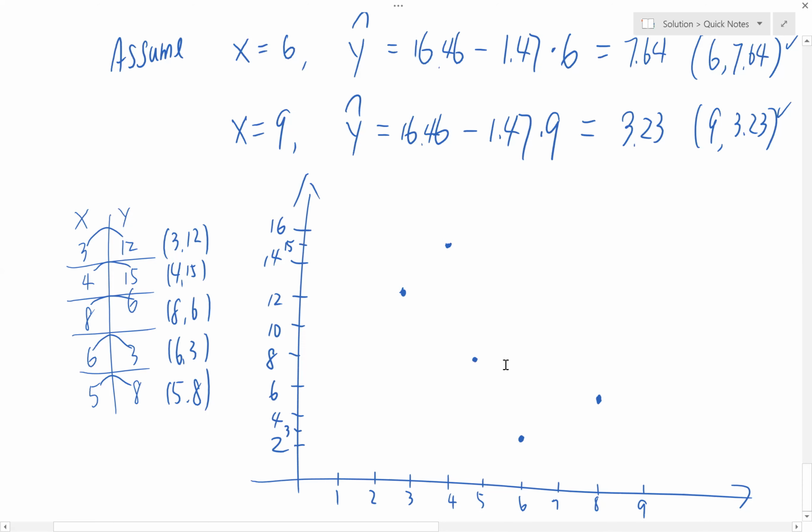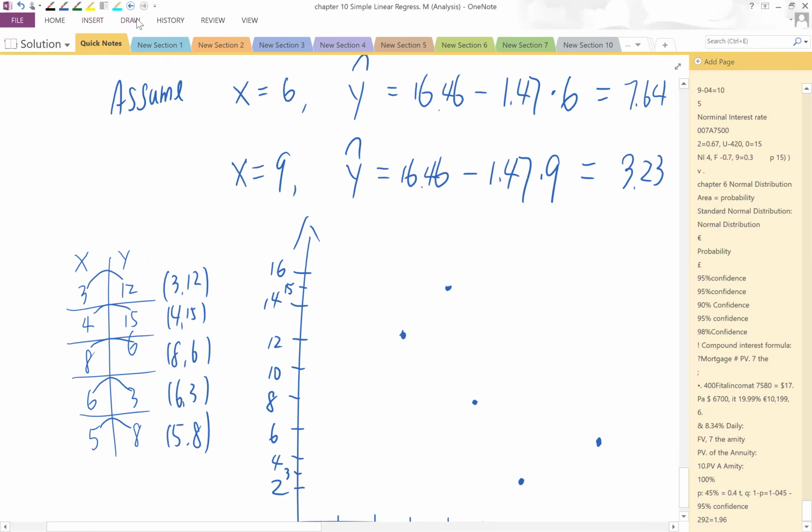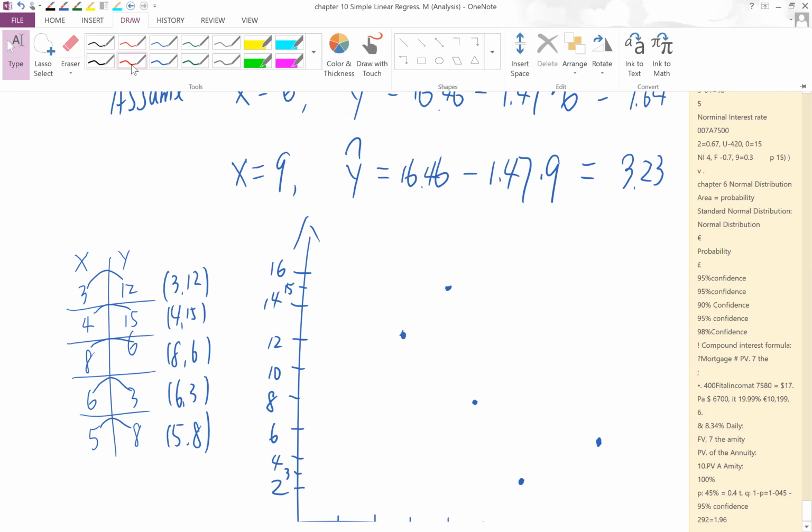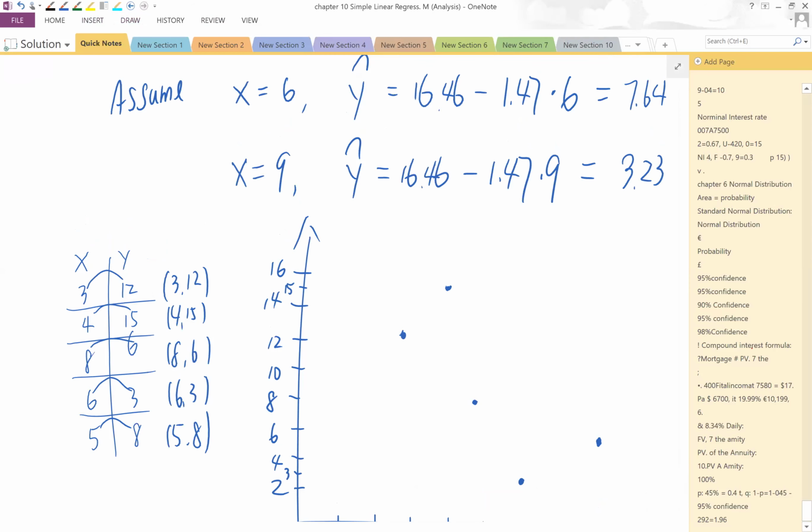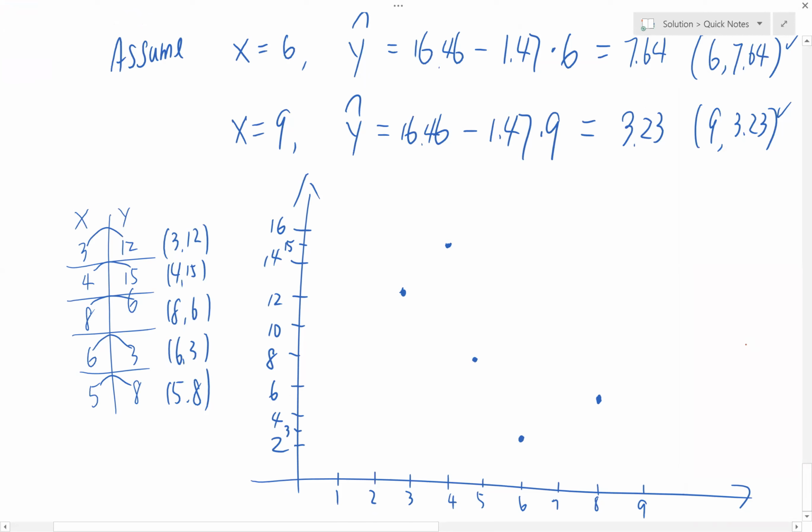So now I'm gonna use a different color, something brighter, to plot our regression model. The first ordered pair is 6, 7.64. 7 is here, so 7.64 is slightly above it, and it goes here. So you get that one. The second one is 9, 3.23. 3 is here, and 3.23 is slightly above it.